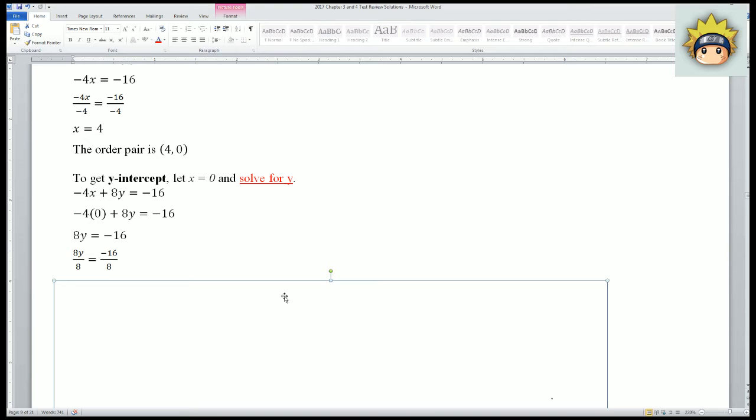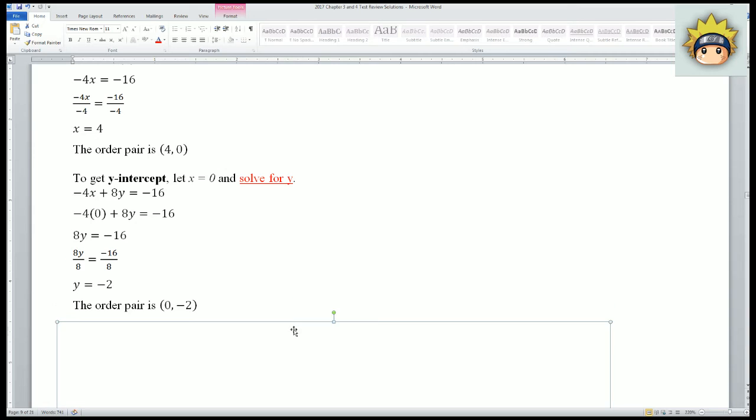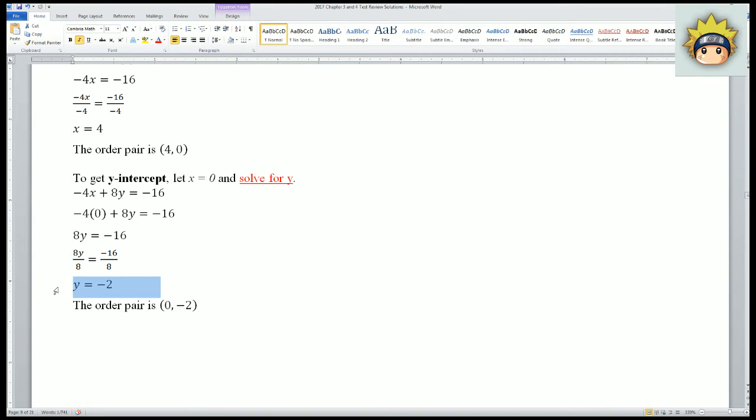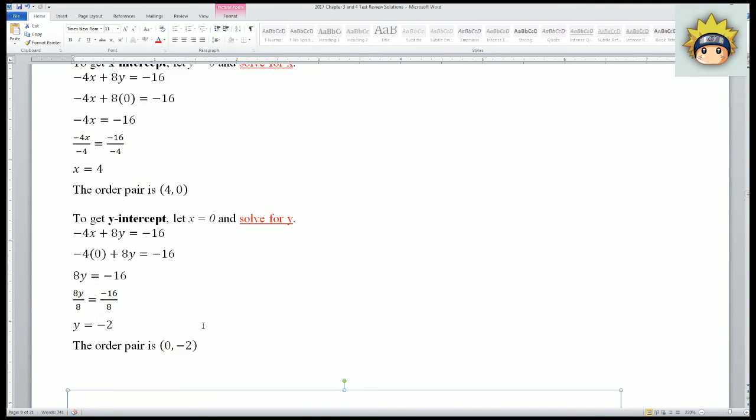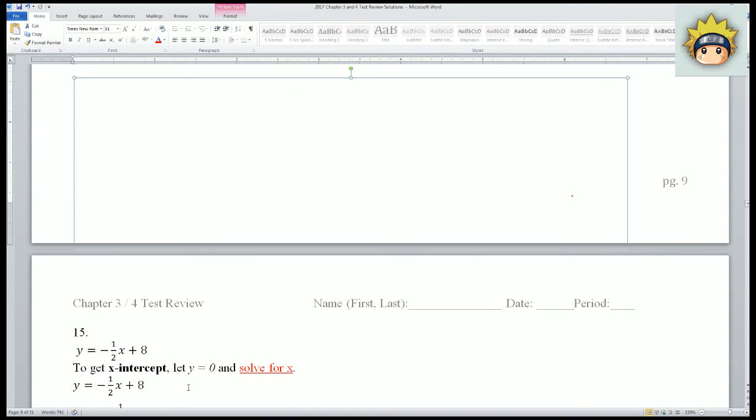Once you divide 8 to both sides, what you got left over on the left-hand side is just y. On the right-hand side is -2. The reason why is because -16 divided by 8 is -2. Right? Y is only equal to -2 when x equals 0. This makes the ordered pair of 0, -2. Next, let's look at 15.